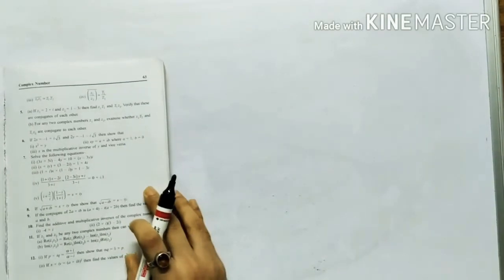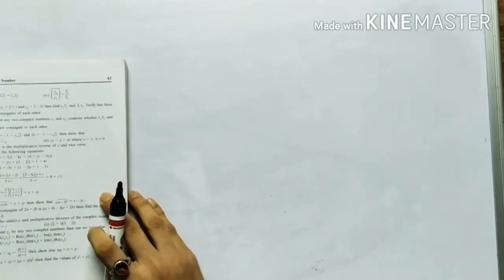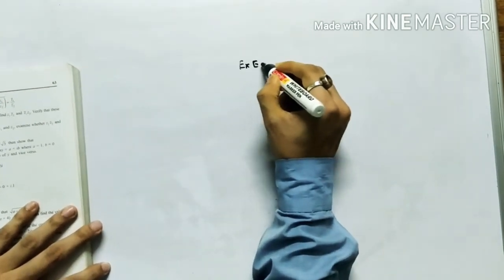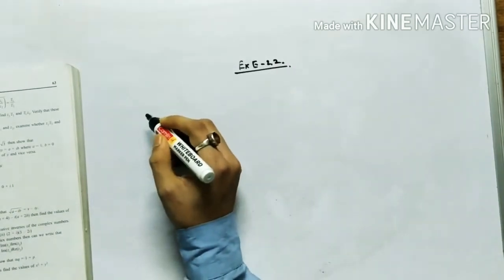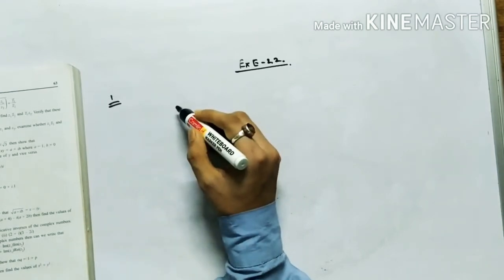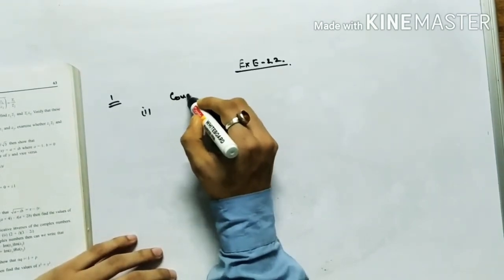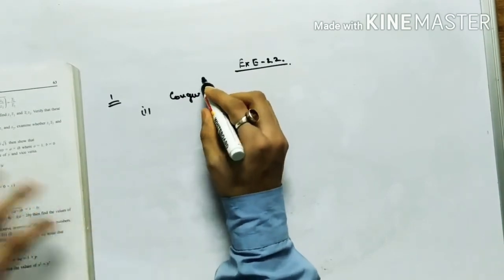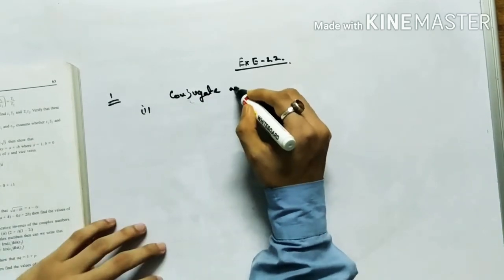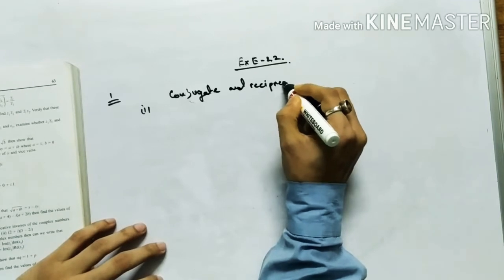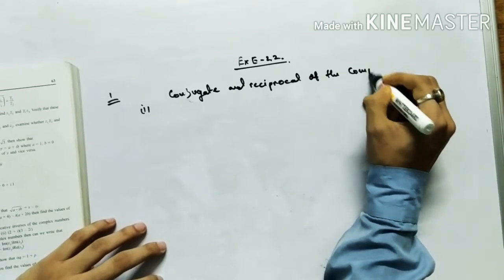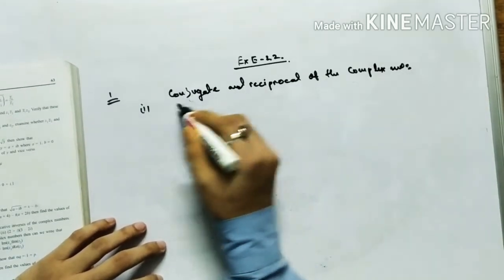So now I will start from exercise 2.2, page number 62. This is our exercise 2.2. First it is saying: determine the conjugate and reciprocal of each of the following complex numbers. I have to find the conjugate and reciprocal of the following complex numbers.